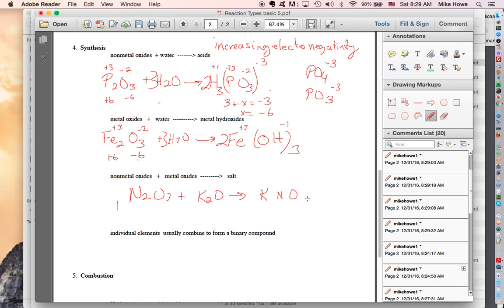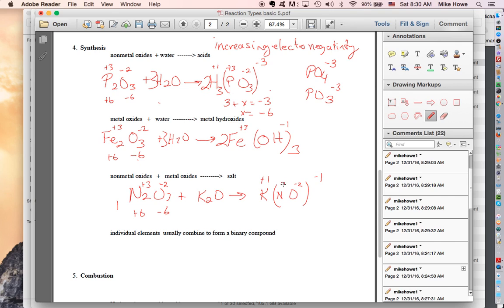All right, so now we know that we're going to assume the charges don't change. So we know K is +1. It's always +1. We know O is -2. We know that the overall NO charge is -1. So we've got to go back and see what the N charge is here. Well, this is -2 times 3 is -6. So it's +6. Divided by 2 is +3.